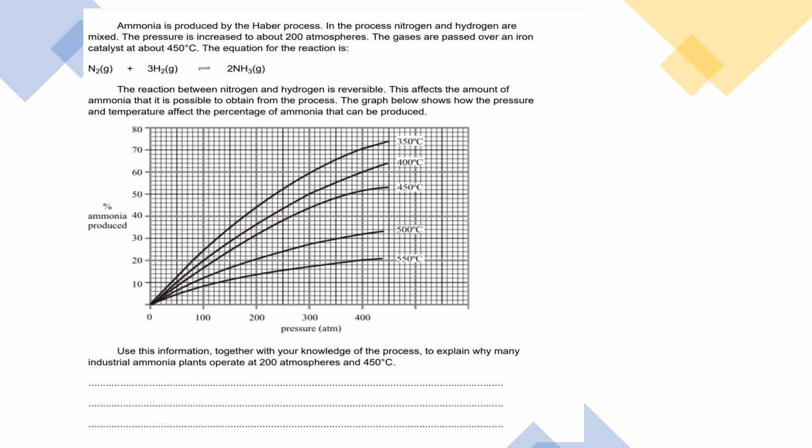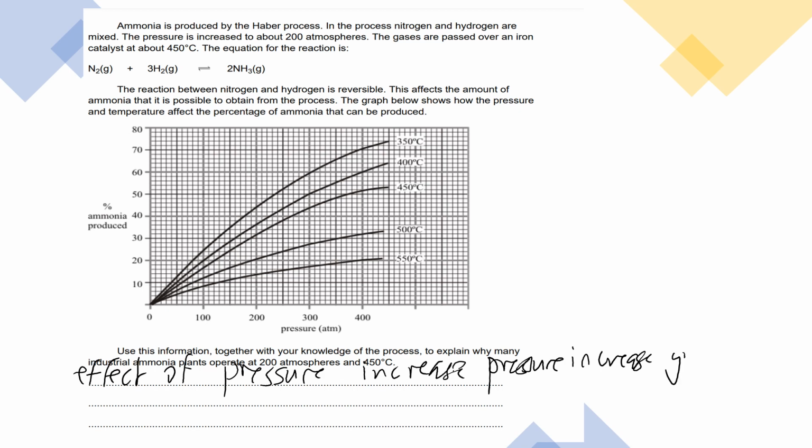This is a typical follow-up question for the ammonia Haber process. They're giving you this time a graph of different temperatures, looking at the yield at the same time, and they're asking you why operating at 200 atmospheres and 450 is ideal. So if you look at the effect of pressure, like we discussed in the previous slide, if I increase the pressure, I increase the yield. However, increasing the pressure also increases the cost and the safety risk, as discussed.